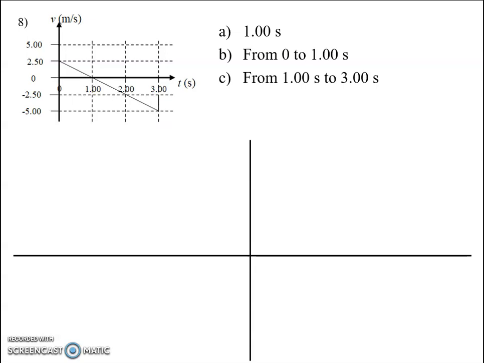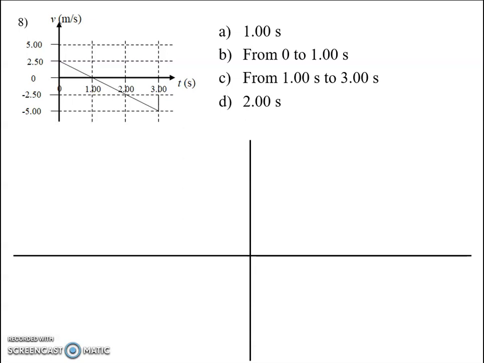Well, for this, you might want to do some calculations for it. Maybe some of you can sort of reason it out without calculations. But hopefully you got at a time of 2 seconds. So how do we figure this out? Well, position on a velocity versus time graph, how do we figure that out? Well, we just talked about that in the previous video.